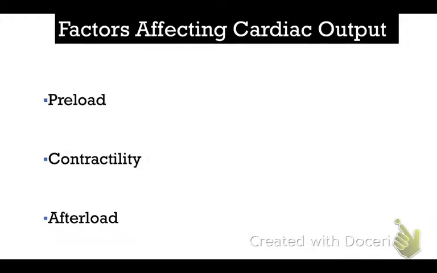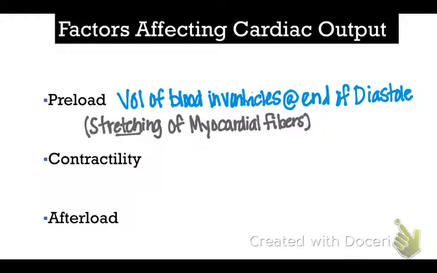Some other factors that affect cardiac output is your preload. That's just the volume of blood in the ventricles at the end of diastole, the stretching of the myocardial fibers. You want to think Frank Starling law. So that's the stretching of the myocardial fibers. Preload determines the amount of stretch placed on those fibers.